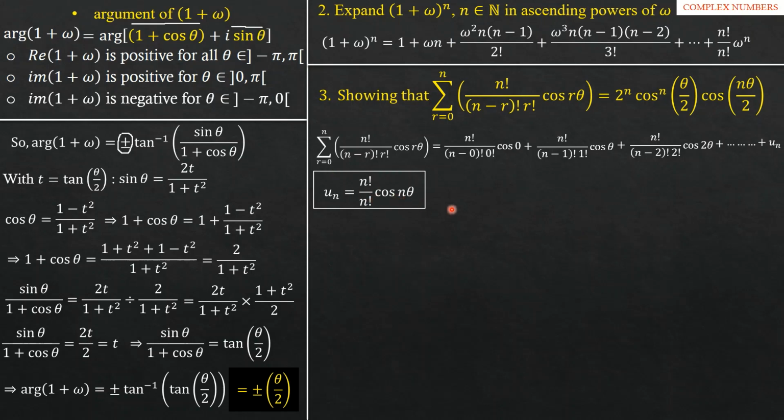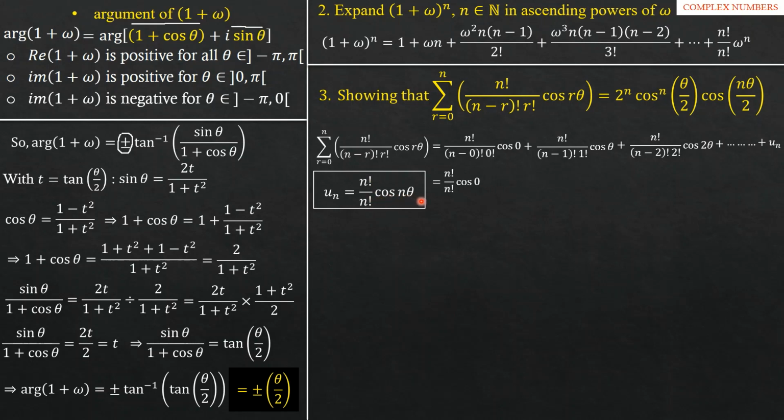You replace r to be n here, this r becomes n. n minus n is 0, 0 factorial is 1. r becomes n, so this just becomes n factorial. Then the numerator is n factorial, replace r to be n, we get cos n theta. That's why the last term is actually n factorial divided by n factorial times the cosine of n theta.